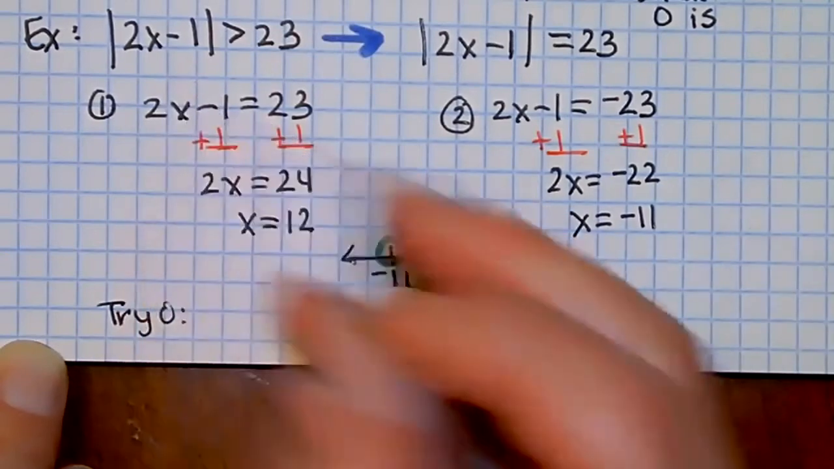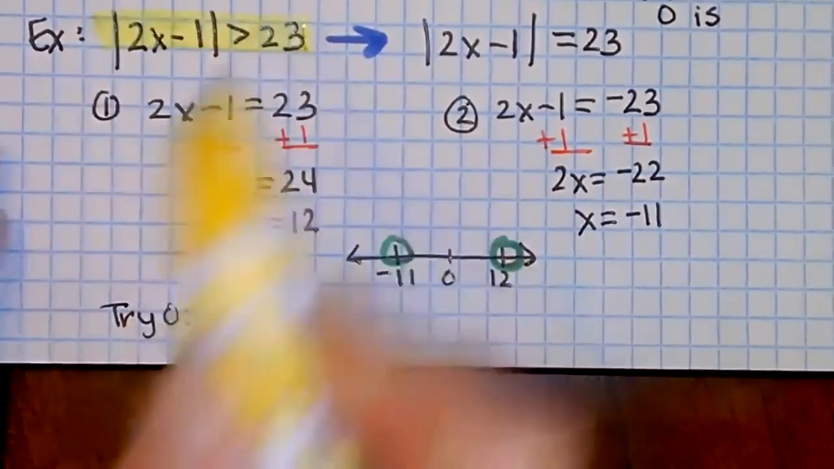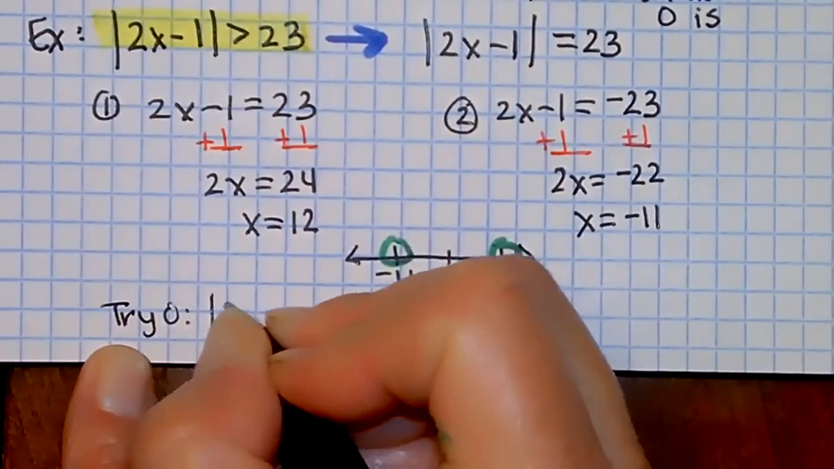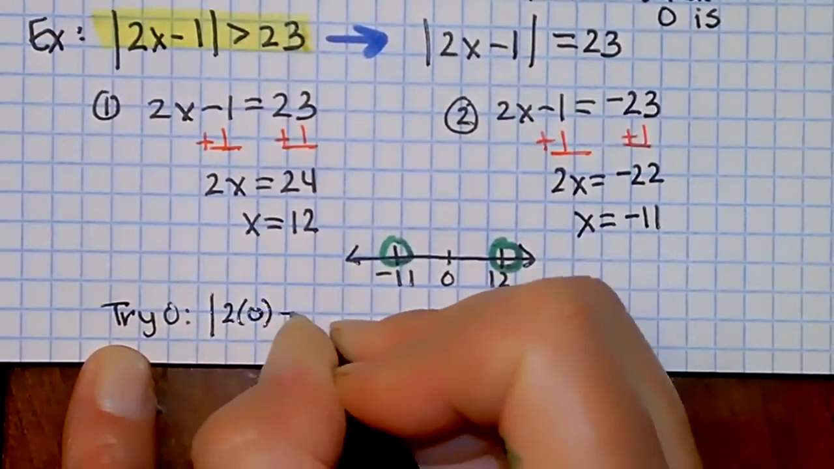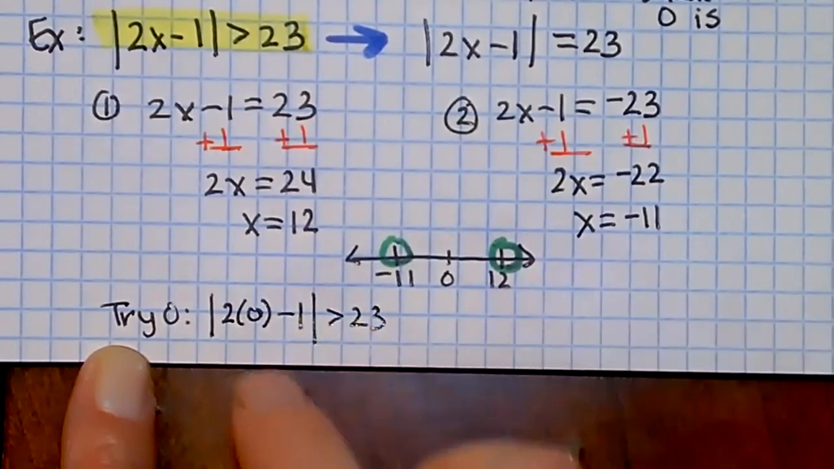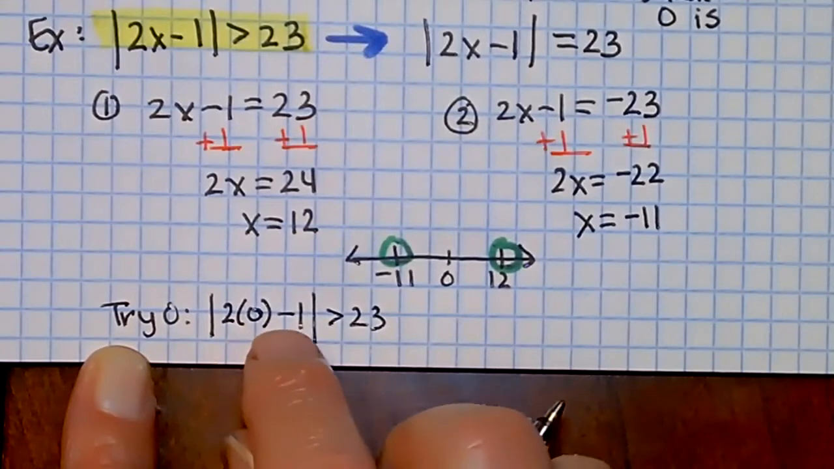So I'm going to put it into my original inequality. This is where I'm putting it into. And so when I put it in, I get the absolute value of 2 times 0 minus 1 greater than 23. And when I take the absolute value, 2 times 0, I get 0 minus 1.